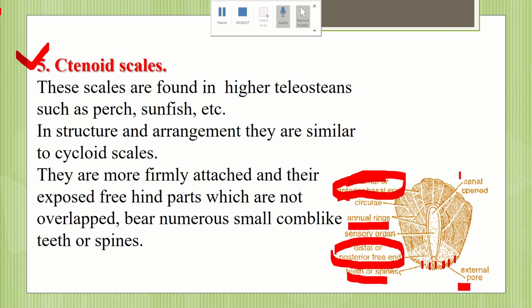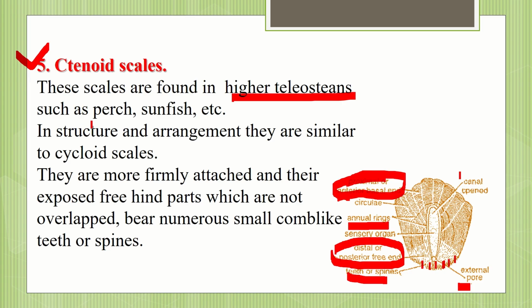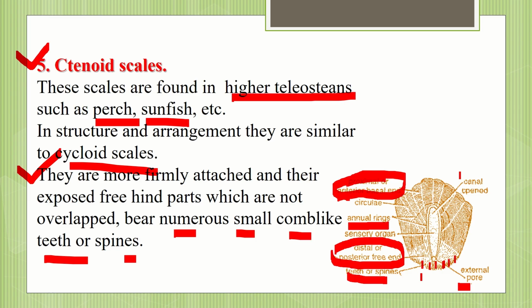Ctenoid scales are found in higher teleosteans such as perch and sunfish. In structure and arrangement, they are similar to cycloid scales. They are more firmly attached, and their exposed free hind part, which is not overlapped, bears numerous small comb-like teeth or spines. So this is all about the different types of scales found on the body of the fish.